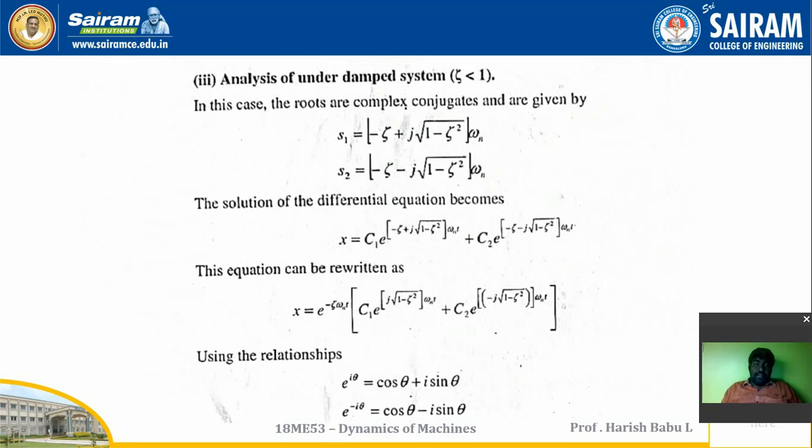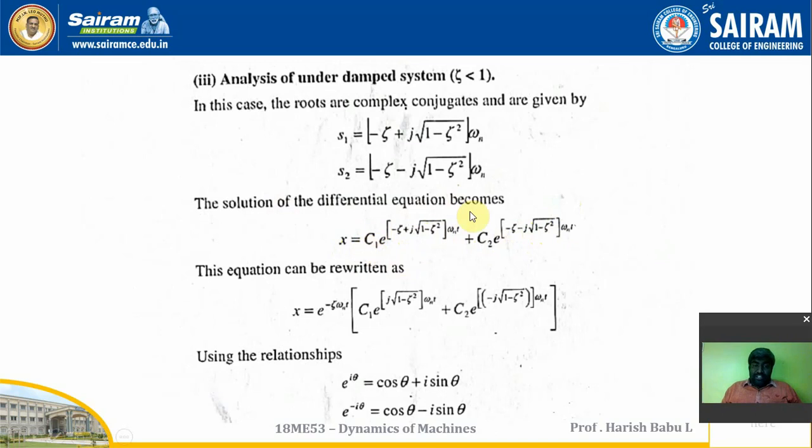So the solutions will be like this. I'm going to take j over here. So the solution of the differential equation becomes x equals c1 e to the power of (minus eta plus j root of 1 minus eta square) omega n into t plus c2 e to the power of (minus eta minus j root of 1 minus eta square) omega n into t.